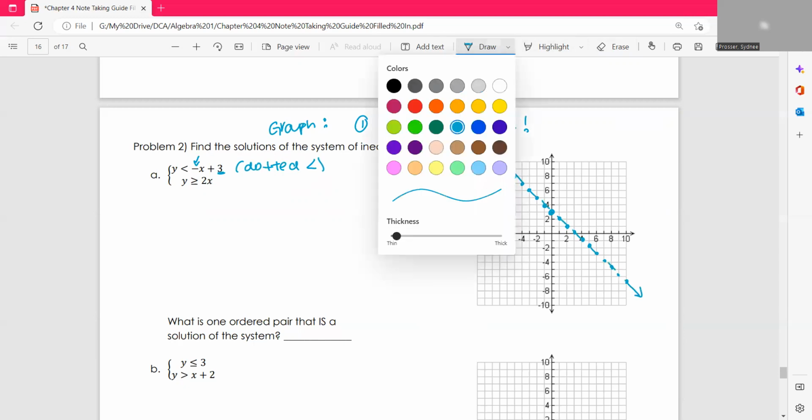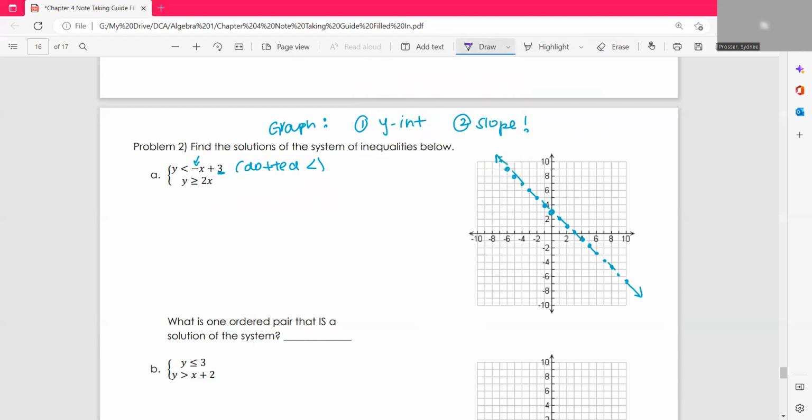Okay, and then for my other line, the y-intercept is 0, right? Because that's going to be plus 0. And then my slope is 2. So I'm going to rise 2, run 1, rise 2, run 1, rise 2, run 1. Okay, and I'm going to go all the way through here. And it's going to be solid because it's a greater than or equal to.